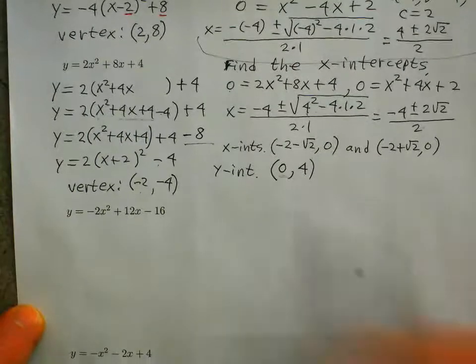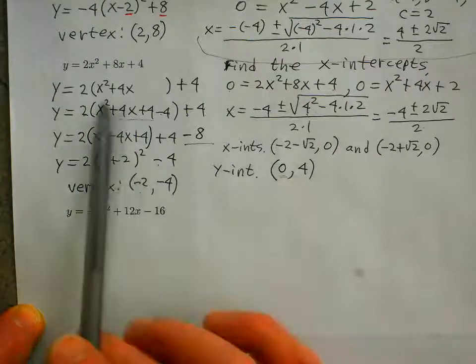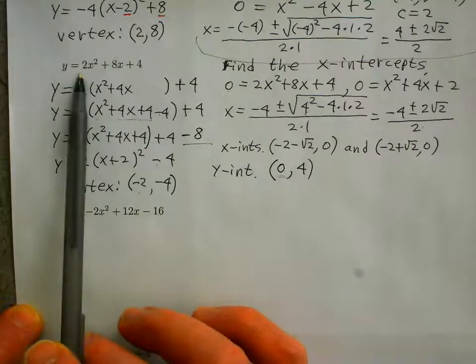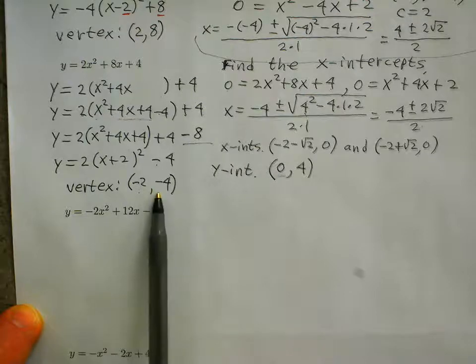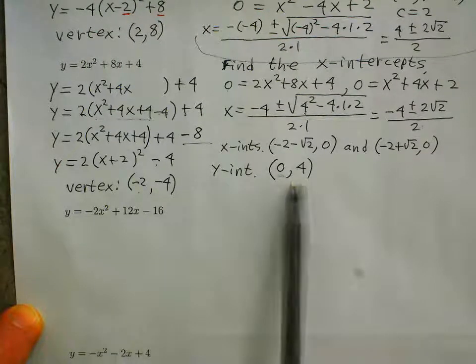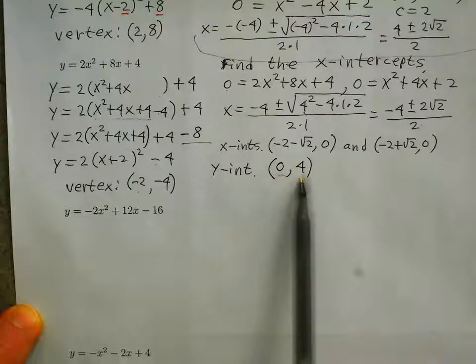Okay, I'll leave the graphing of that for you to do. So you should know that the parabola opens up. The vertex is the lowest point on this parabola. There's the y-intercept and the 2 x-intercepts.